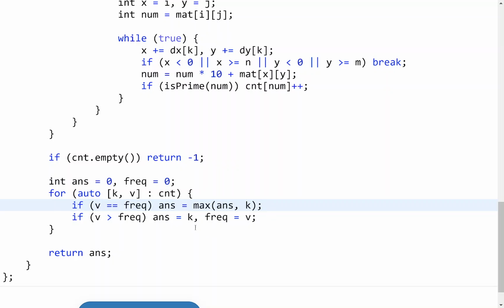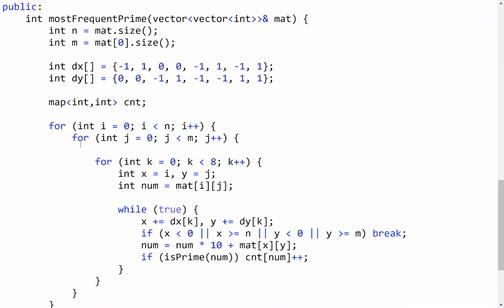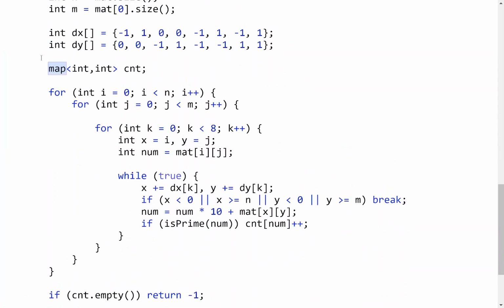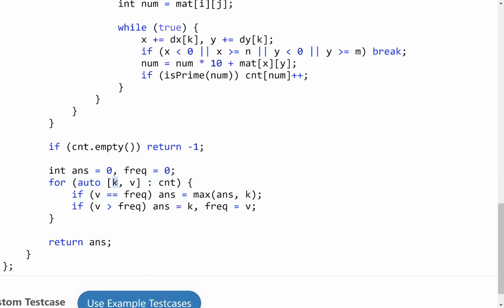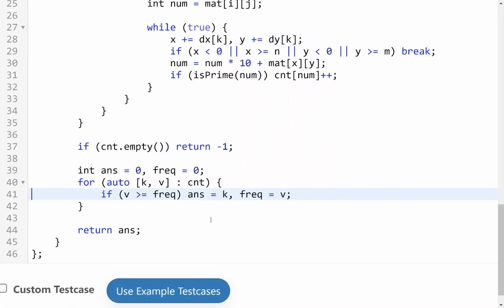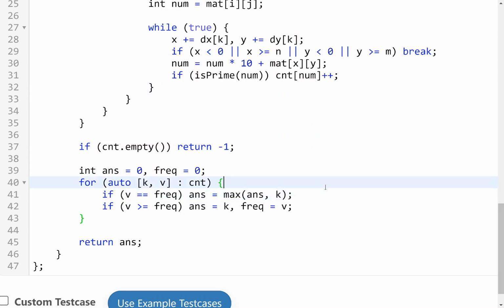Or the other thing you could have done is, since we have been using a map, like this is an ordered map, only because of that the keys in count would be stored in ascending order. So the value of key will only increase. So if you include equals here and remove this line, it will also work. If you find it confusing, then just ignore it and write it like this. It is also fine.